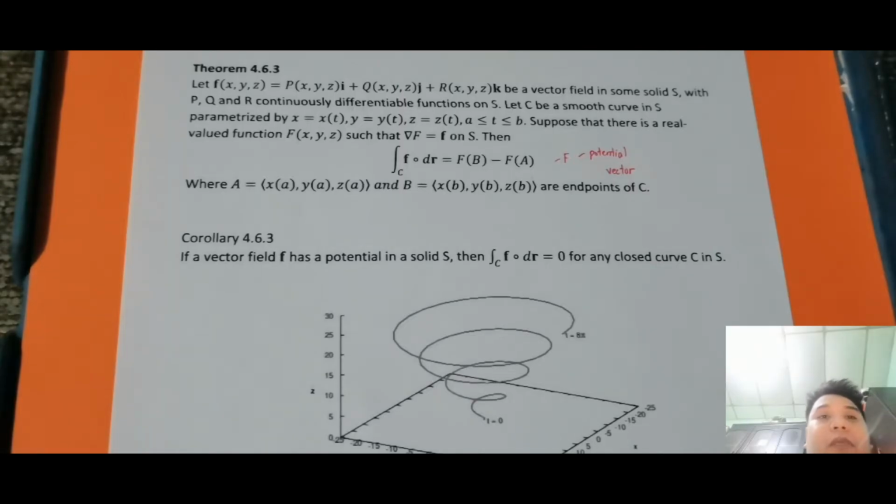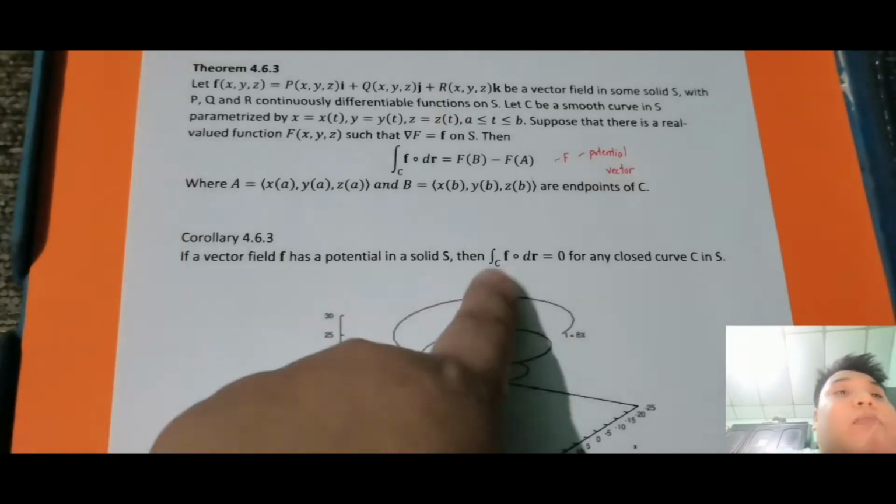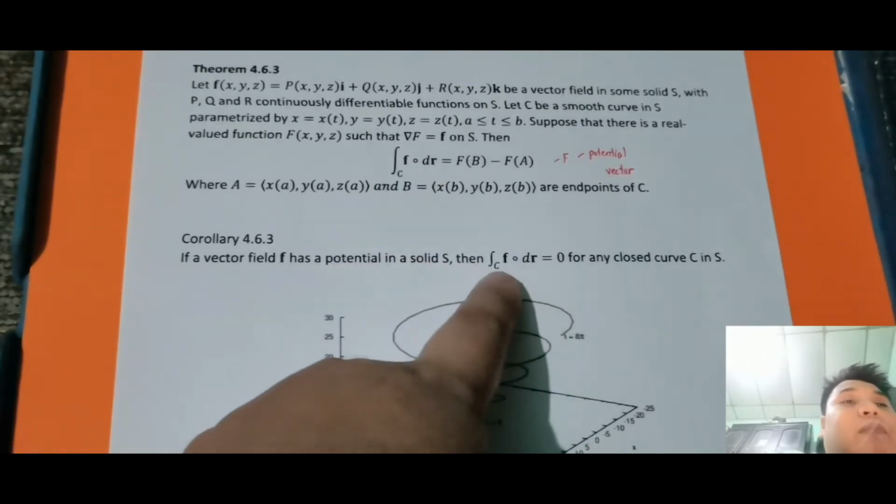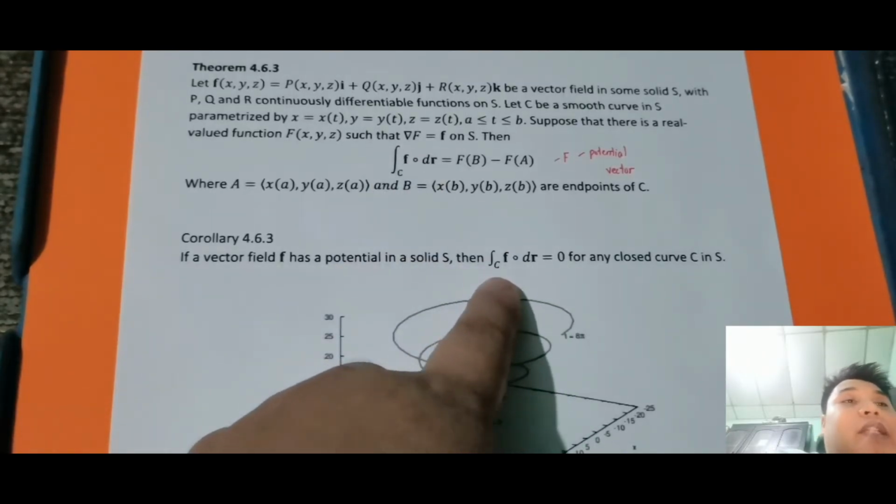So a vector field f has a potential in a solid S, then the integral of f dot dr is equal to 0 for any closed curve C in S. So note, hindi na natin siya pwedeng tawagin flux. So bakit? Nasa 3-dimensional na siya. So kaya nagkaroon siya ng corollary or theorem dito. Pag nasa 2-dimensional, tinatawag natin flux tong part na to. Okay, pero dahil nasa 3-dimensional na siya, hindi natin siya pwedeng tawaging flux. Tandaan nyo kung nasang curve.